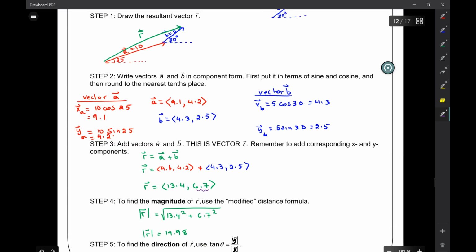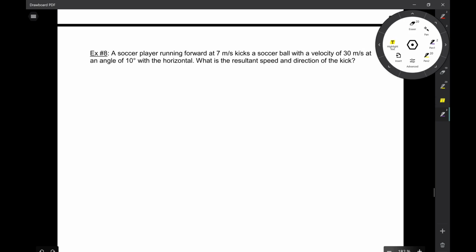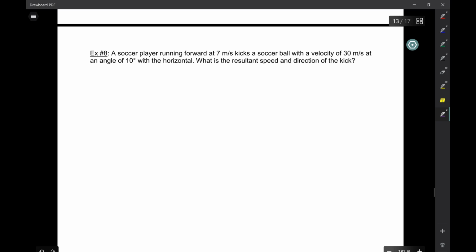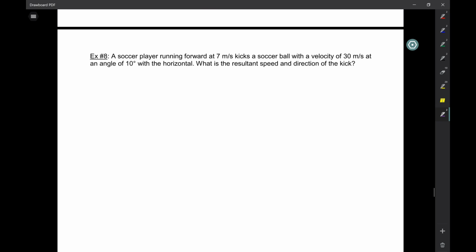Okay, so we're going to do another one. All of this, but I haven't laid out the steps for you, because in reality, we don't have the steps laid out for us. So let's do it again. Take a look at this one. There's a soccer player running forward at 7 meters per second. He kicks a ball with a velocity of 30 meters per second at an angle of 10 degrees. What is the resultant speed and direction of the kick, or of the ball? How is the ball going to fly?